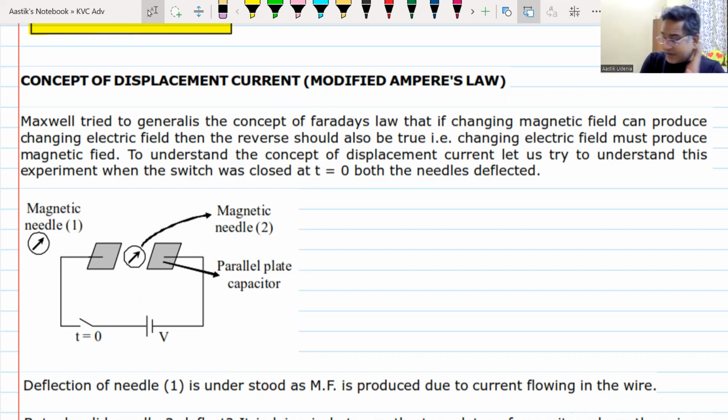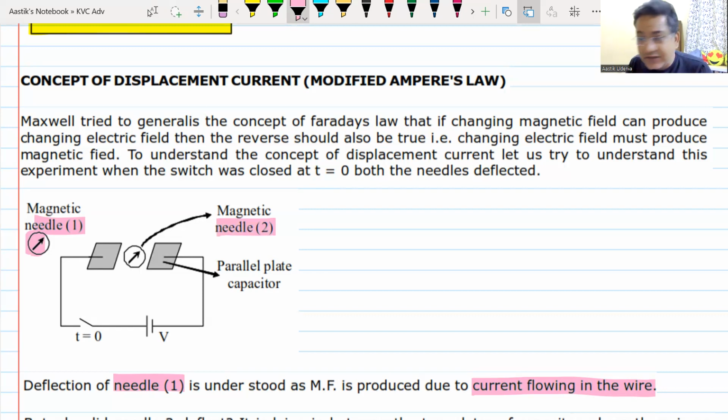As soon as the switch is switched on, both magnetic needle 1 as well as magnetic needle 2, both of these magnetic compasses show deflection. Now, the deflection in needle 1, which is here, can be understood because it is coming because of the current flowing in the wire. Yes or no? Yes. But then how do you explain the deflection in magnetic needle 2, between the plates?